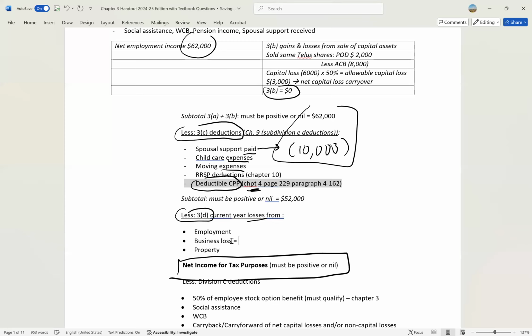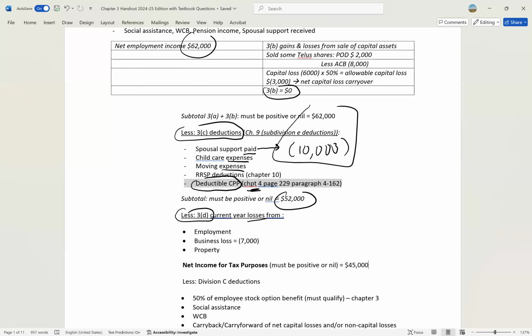So let's say in this example, this individual has a business loss of 7,000. Now they have to use that loss this year to bring down their income. They don't really have a choice. Obviously, if they can't use it all this year, they can carry it over. But because they have a subtotal of 52,000, they're able to use up all 7,000 of that loss this year, and that's going to bring their net income down to 45,000.